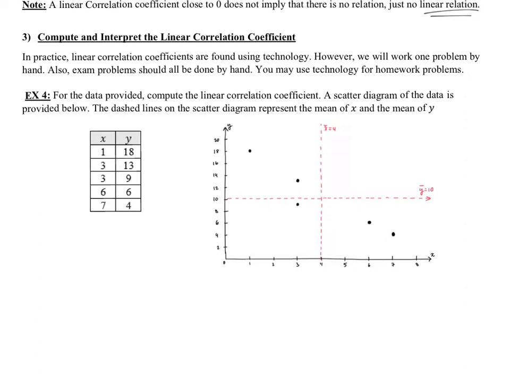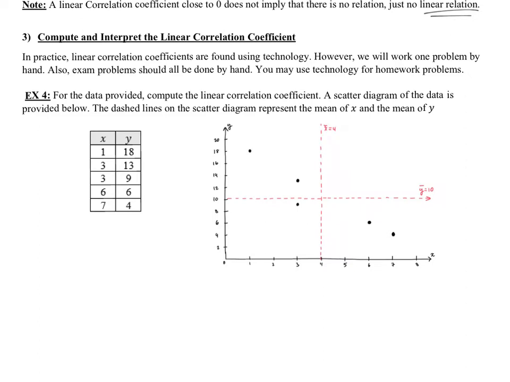So in practice, linear correlation coefficients are found using technology, which you can use on your homeworks as mentioned. Just for the exam, I will be having you do things by hand, which means you'll have smaller data sets. However, we will work out one problem by hand. Also, exam problems should all be done by hand, as I mentioned. And you may use technology for homework problems. Once again, if you ever need help with technology for homework problems, just send me an email and I'll be glad to help you figure that out.